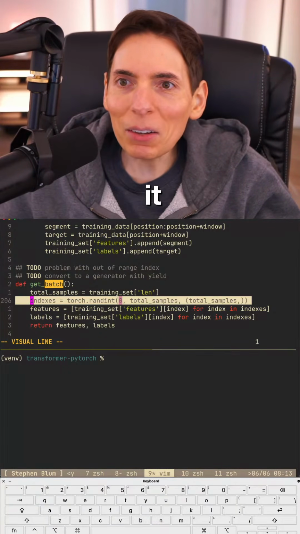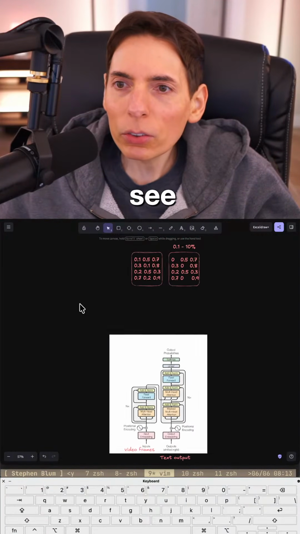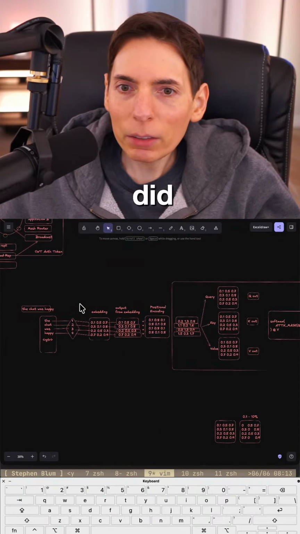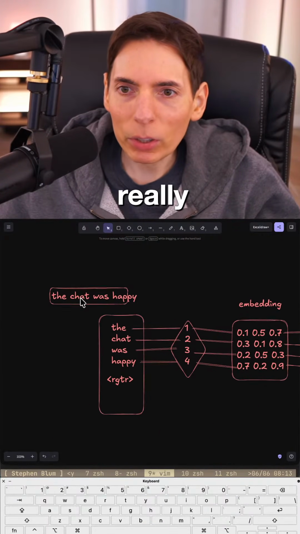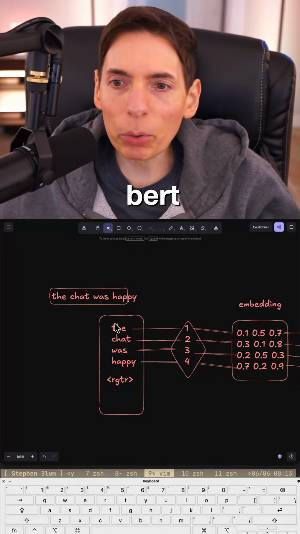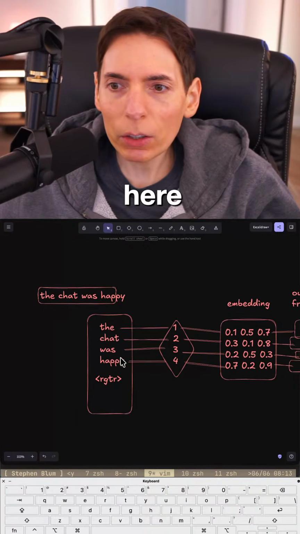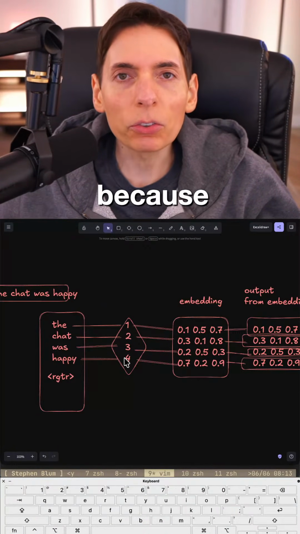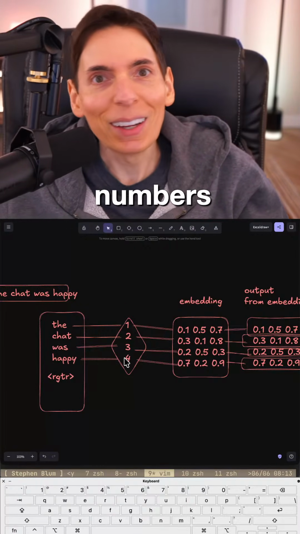Absolutely, we did it. We built this. All right, so let's see here. This is what we did. So we have the diagram here. Really easy. The chat was happy, right? To input text data, we convert all of these words right here into numbers, because AI, it likes numbers. It does.